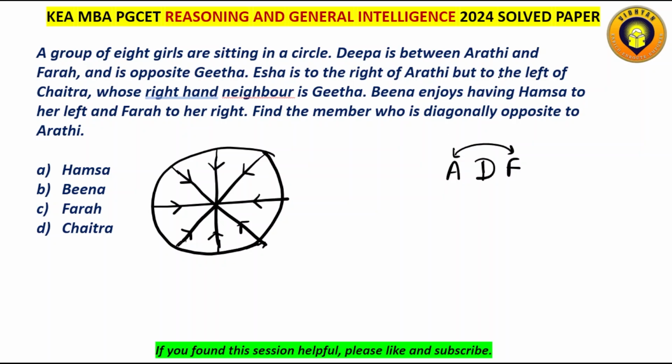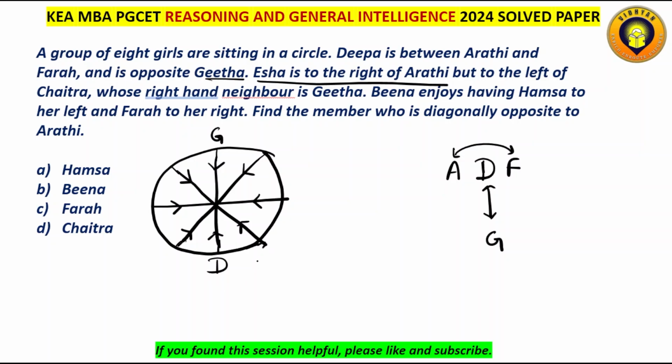Now, Deepa is between Arati and Farah and is opposite to Geeta. So Deepa is sitting opposite to Geeta. Okay, so this arrow mark indicates Deepa is sitting opposite to Geeta. Right? Now, Isha is to the right of Arati. So now let us represent this in the circle. See, Deepa is here, D is here, Geeta is sitting opposite to Deepa, which means Geeta comes here.